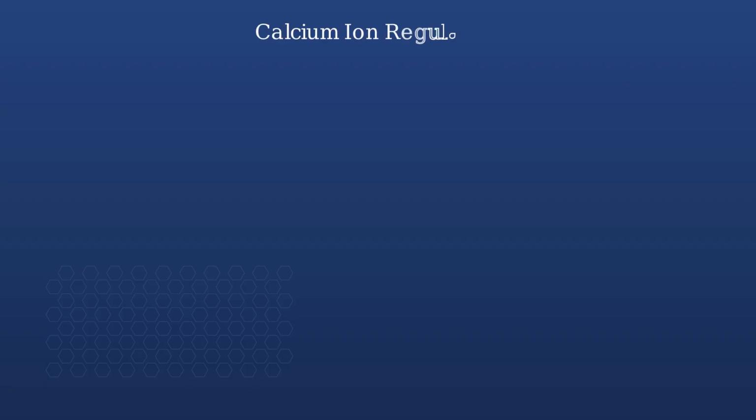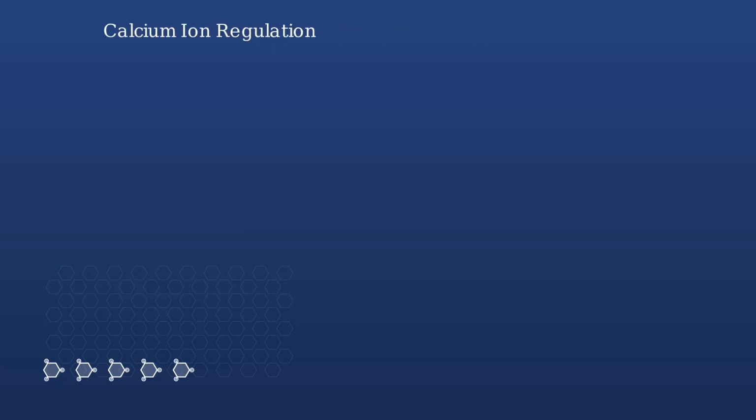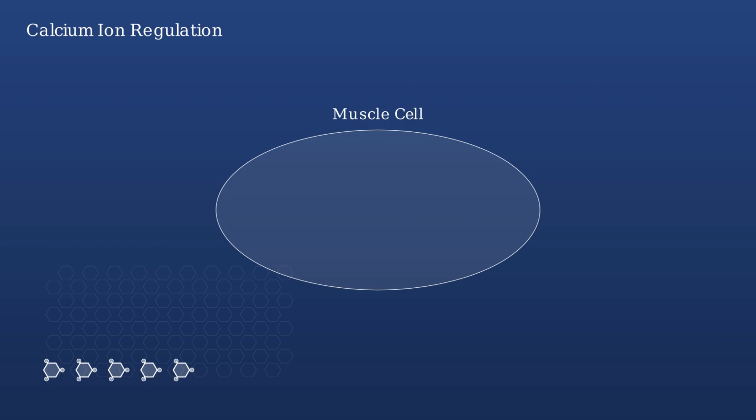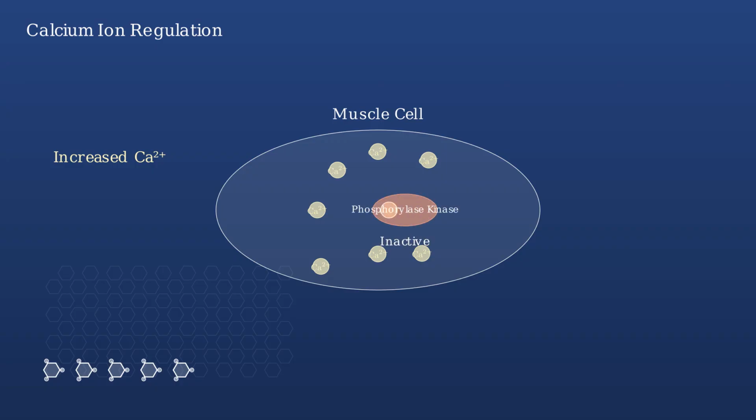Calcium ions play a significant role in regulating glycogenesis, particularly in muscle tissue during exercise. In muscle cells, increased intracellular calcium concentration occurs during contraction. When calcium levels rise within the cell during muscle contraction, it triggers a regulatory cascade. The increased calcium activates an enzyme called phosphorylase kinase.